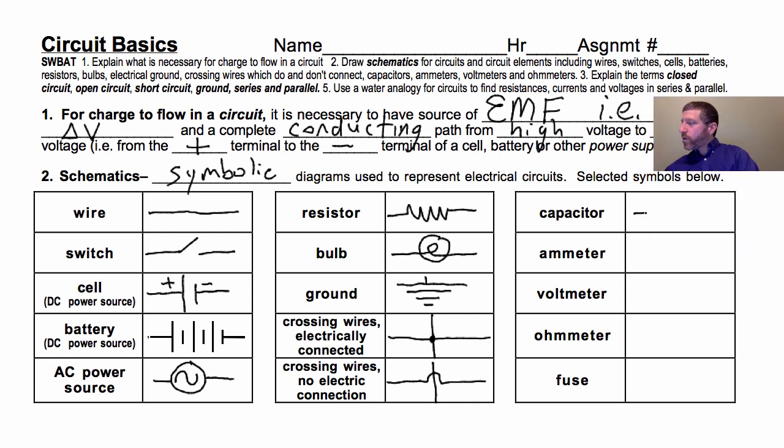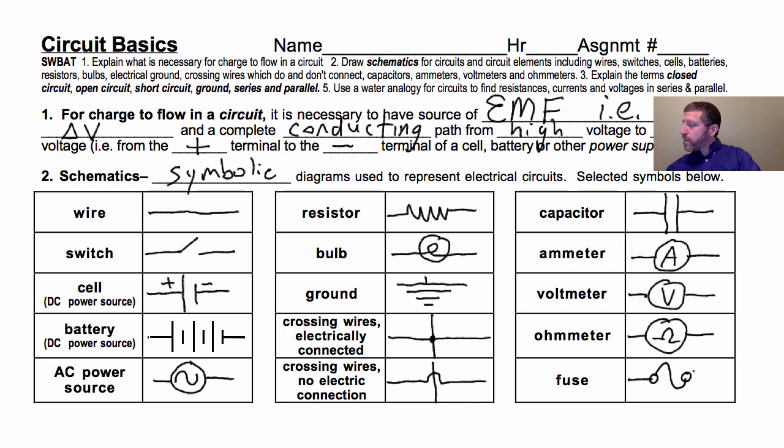A capacitor we've seen before, it's just like this. An ammeter is like this. It's got a circle with an A in it because it measures amperes. A voltmeter is similar except it's got a V in it because it measures volts, voltage differences. An ohm meter looks like this. It's got a little omega in there. A fuse looks like this. And don't confuse that with an AC power source. So that pretty much covers some of the basic schematics that we'll be using.